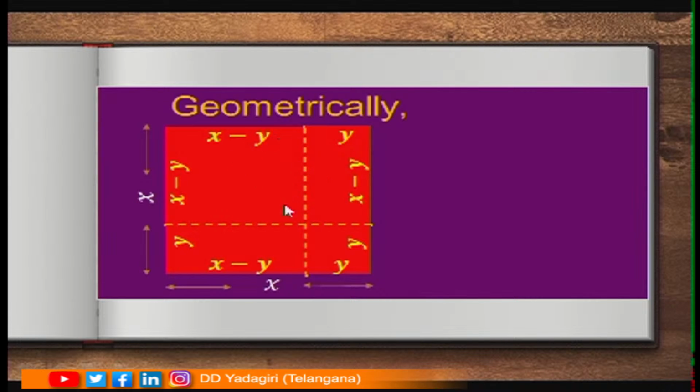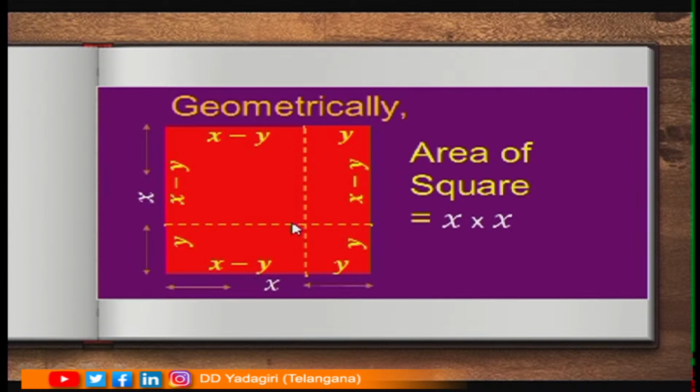So we can say this is the first part, second part, third part and fourth part. The first part is a square, the second part is a rectangle, the third part is a rectangle, and the fourth part is a square. When you take the area of the entire square, the side is x, so the area of the square is x into x, which is nothing but x square.